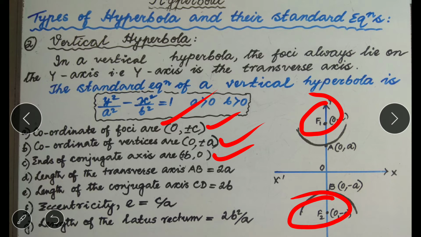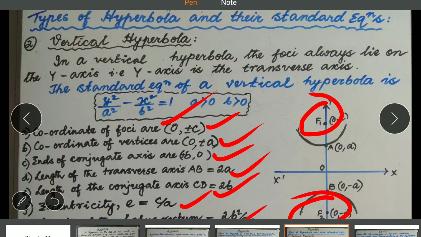The last four formulae are the same. There is no change in the last four. It is the same as that of the horizontal hyperbola. Length of the transverse axis is twice a. Length of the conjugate axis is twice b. Eccentricity e equals c by a. And finally, length of the latus rectum is 2b square by a.